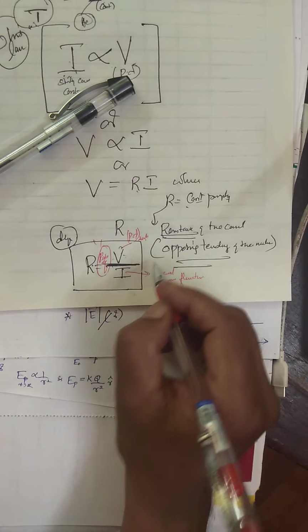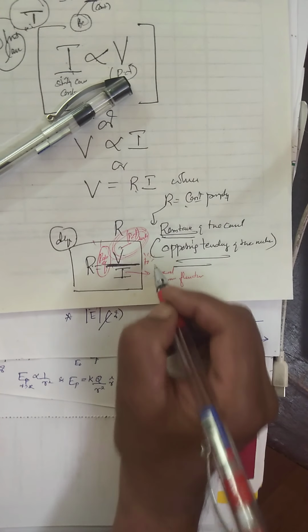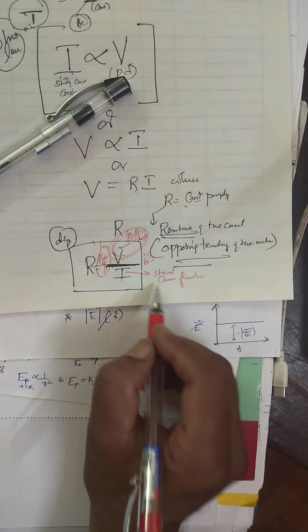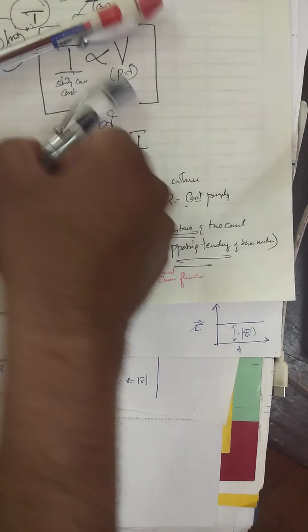Steady current flowing through it. It is the ratio of potential difference between the ends of the conductor to, and this "to" is important, "to" means divided by steady current flowing through it. This way you have to write the sentence. It's called the definition of resistance.